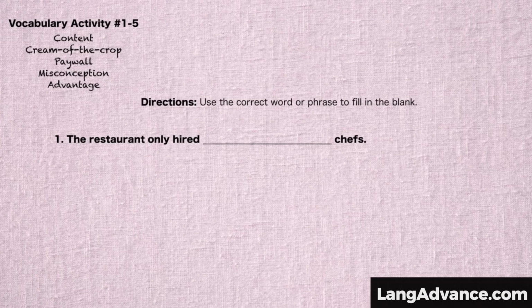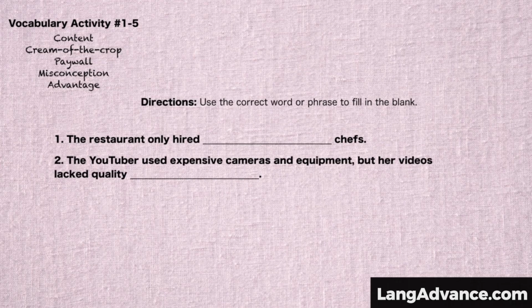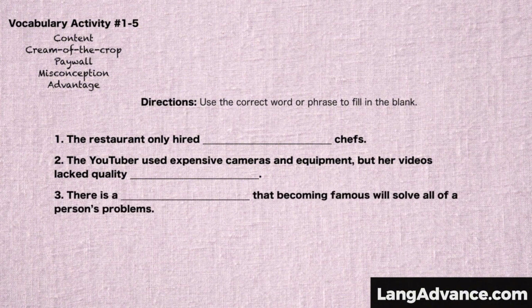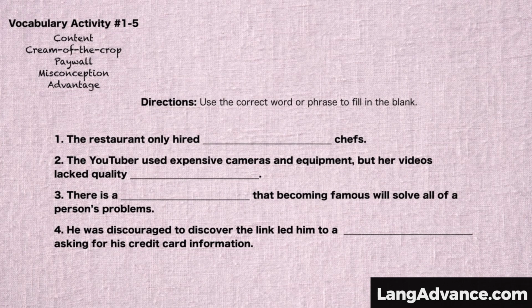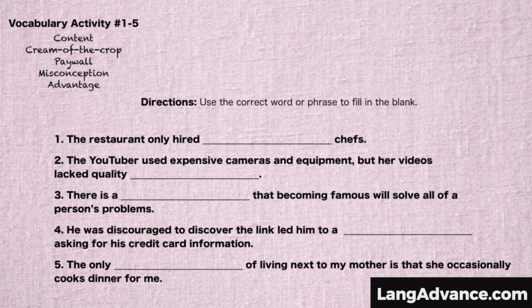Number 1, the restaurant only hired chefs. Number 2, the YouTuber used expensive cameras and equipment, but her videos lacked quality. Number 3, there is that becoming famous will solve all of a person's problems. Number 4, he was discouraged to discover the link led him to asking for his credit card information. Number 5, the only of living next to my mother is that she occasionally cooks dinner for me.